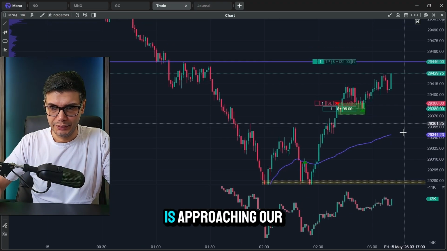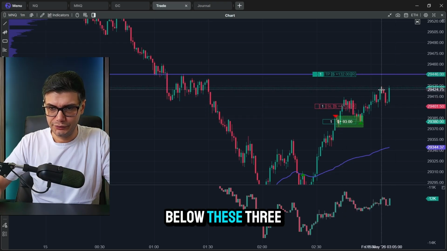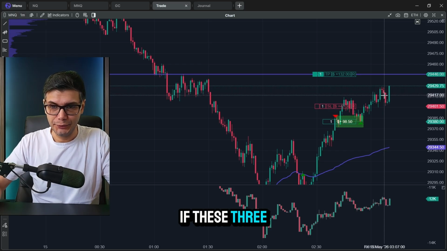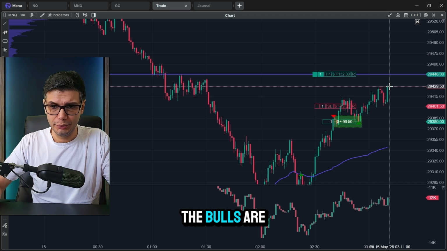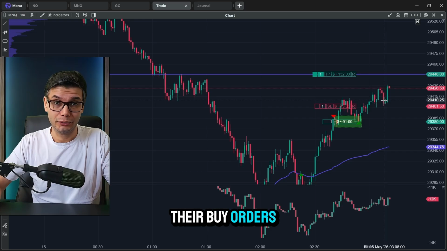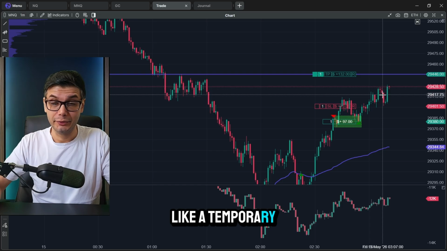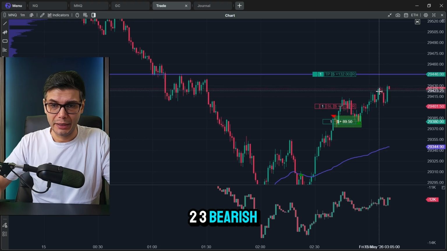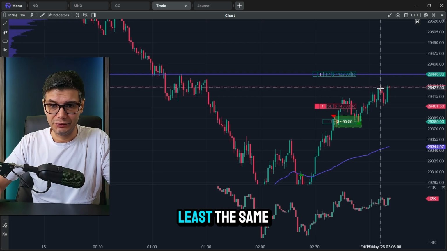Okay, the price is approaching our target with speed. Now I can move the stop below these three bearish candles. Again, same scenario. If these three are bait and trap for sellers, if they are trapped because the bulls are utilizing these sell orders to fill their buy orders in order to push the price higher, this is like a temporary fuel for bulls. That doesn't mean 1, 2, 3 bearish candles can provide a significant rise, but maybe at least the same range.